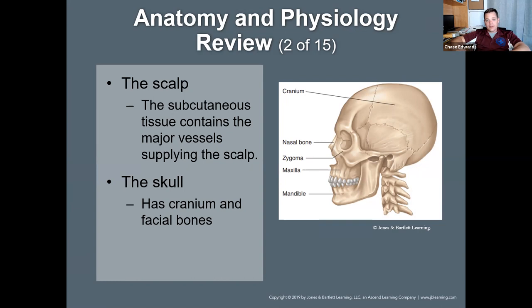All right, so the skull has cranium and facial bones. Cranium bones are what protect the brain. And then you have the facial bones, such as the mandible, which is the only movable facial bone. It's connected to the cranium by the temporomandibular joint in the front of each ear. So right here. The cranium is occupied by about 80% brain tissue, 10% blood supply, and 10% cerebrospinal fluid. And if you add that all together, it makes 100%.